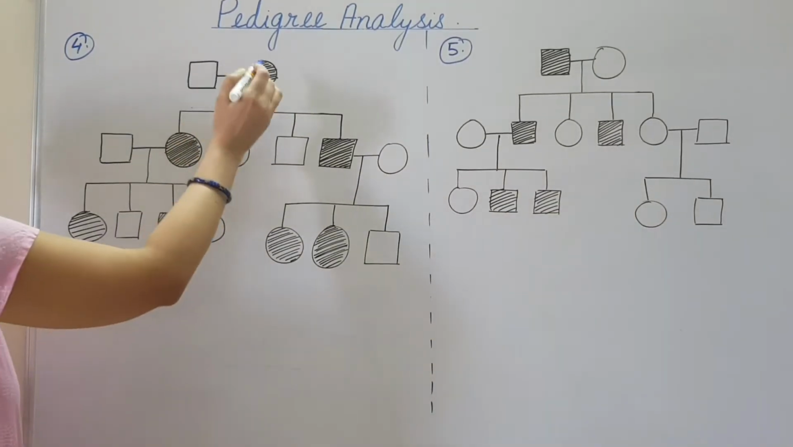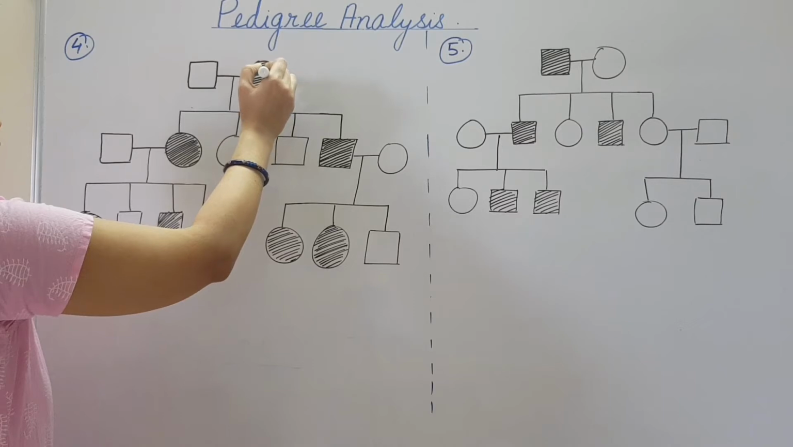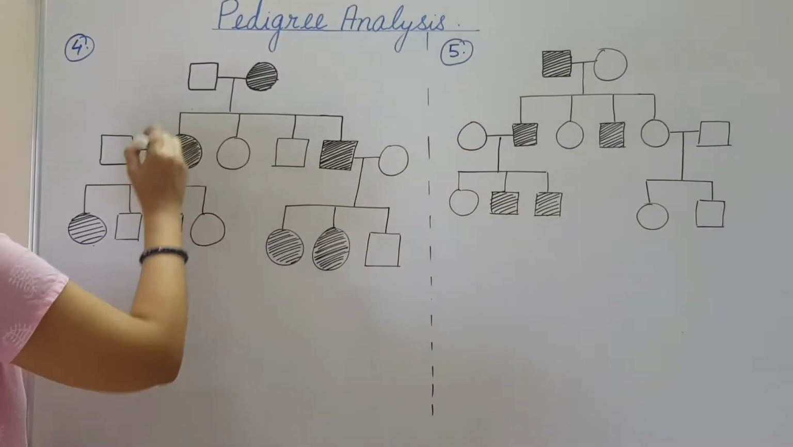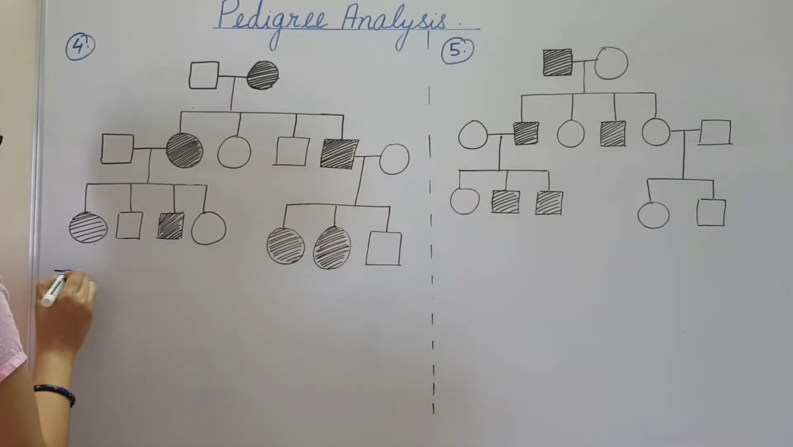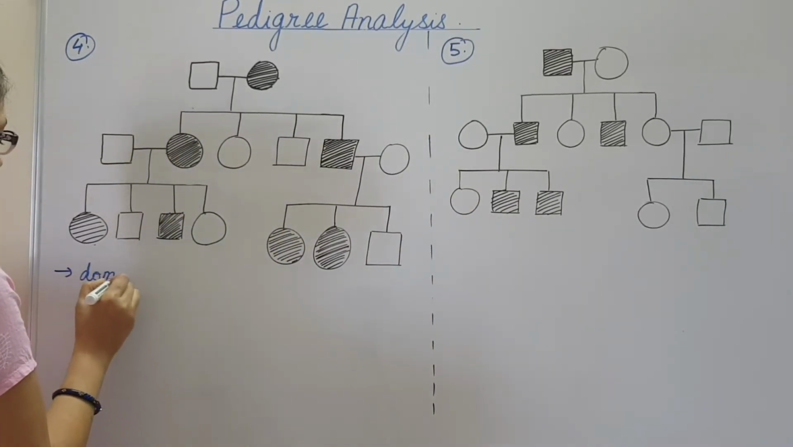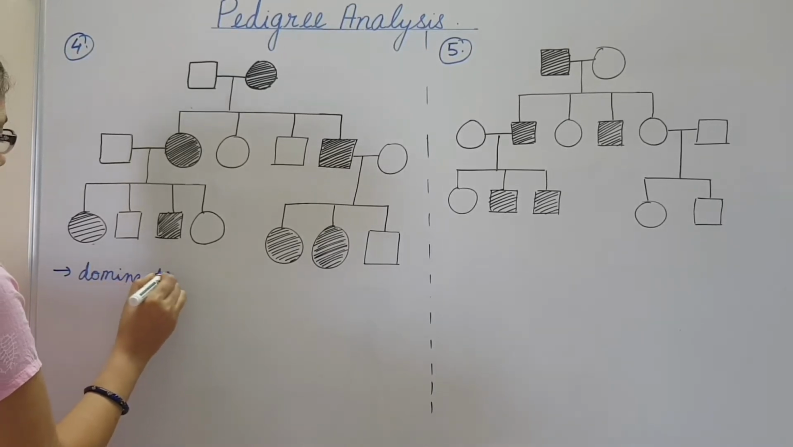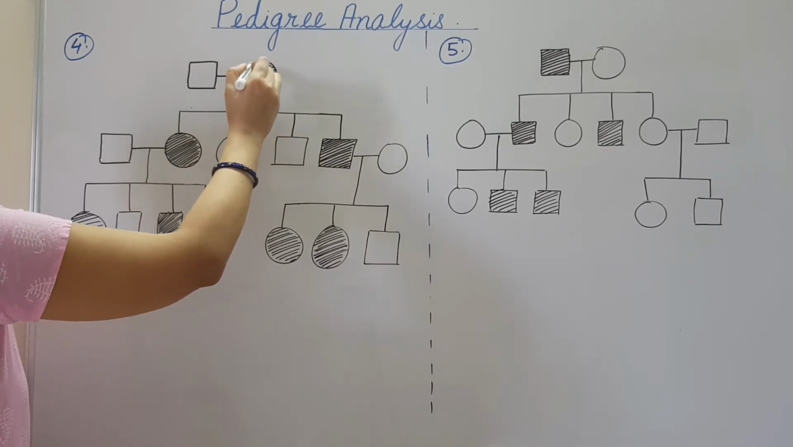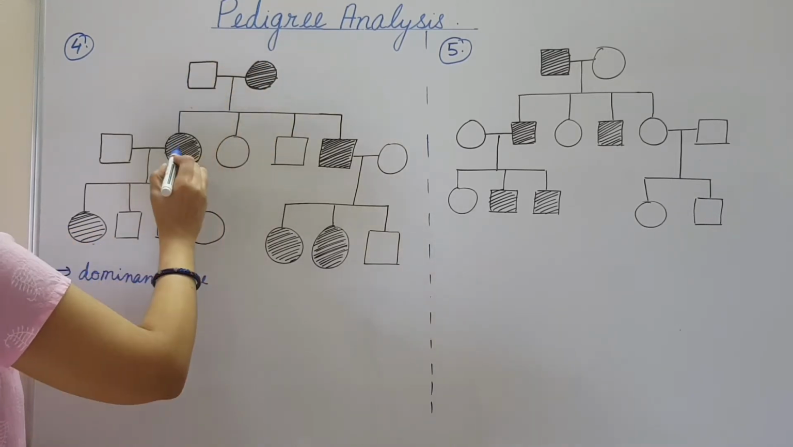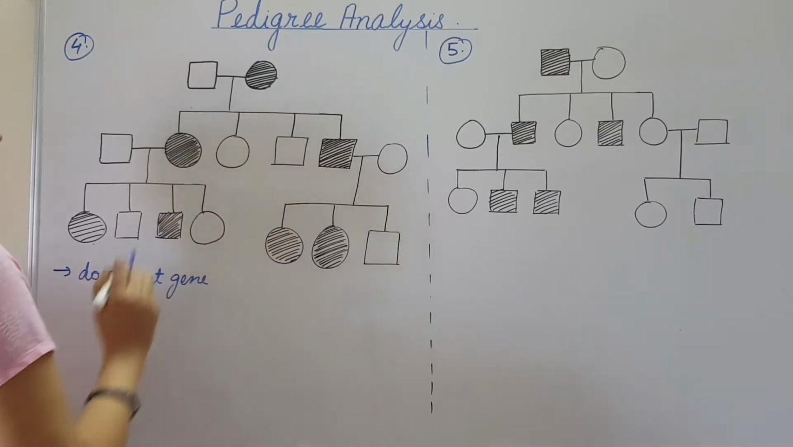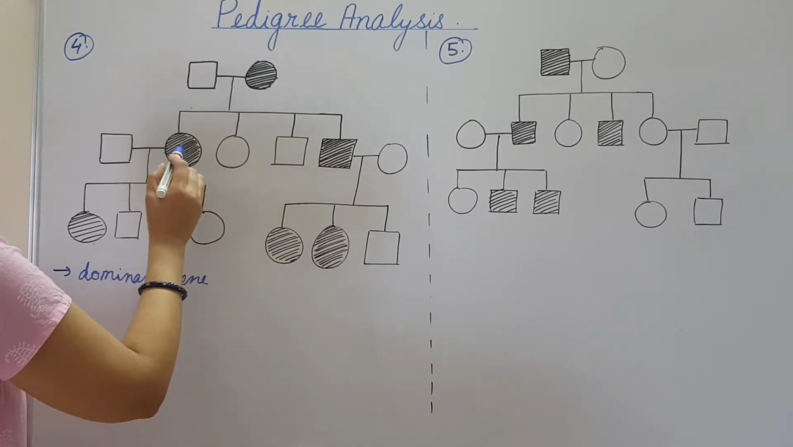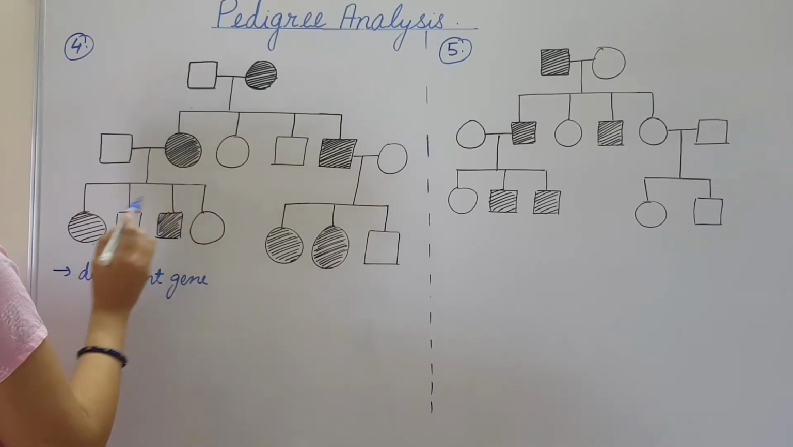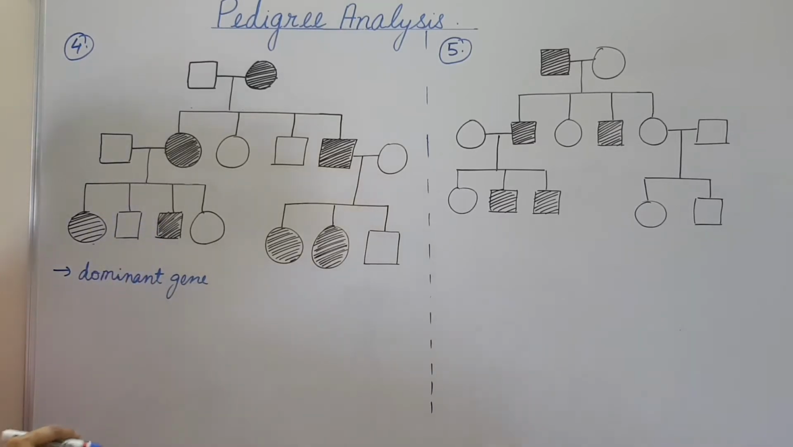In this question, if we see, then affected female mates with unaffected male, and affected individuals are present in all the generations. So it may be due to the dominant gene. Also, when this affected female mates with unaffected male, one of the daughters and one of the sons is affected, and the rest are unaffected. Here again, this affected female mates with unaffected male. Again, one of the daughters and one of the sons is affected.